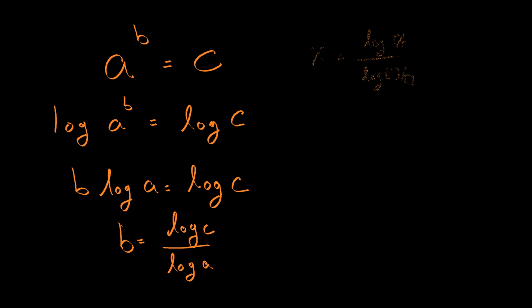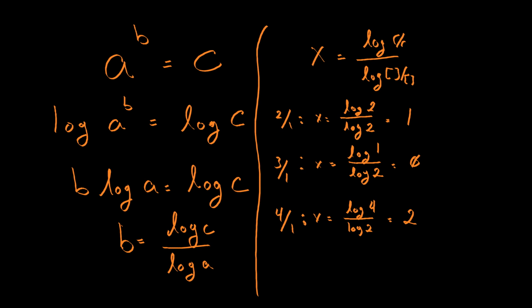So going back into terms of what we were doing before, x, the exponent we were looking for, is equal to the logarithm of the ratio of the rates divided by the logarithm of the ratio of the concentrations. So, again, going back to our previous example, 2 over 1, 3 over 1, 4 over 1, x for each one. You have log 2 over log 2. That gave us the exponent for A equal to 1. Log 1 over log 2, the exponent for B is equal to 0. And log 4 over log 2 is equal to 2. So it was C squared.